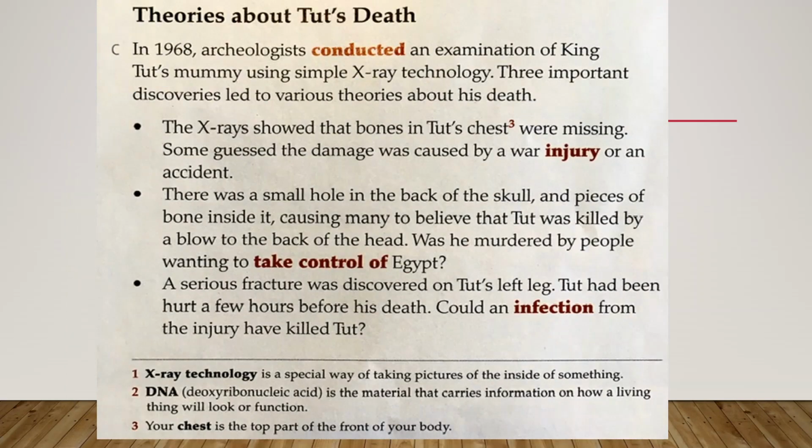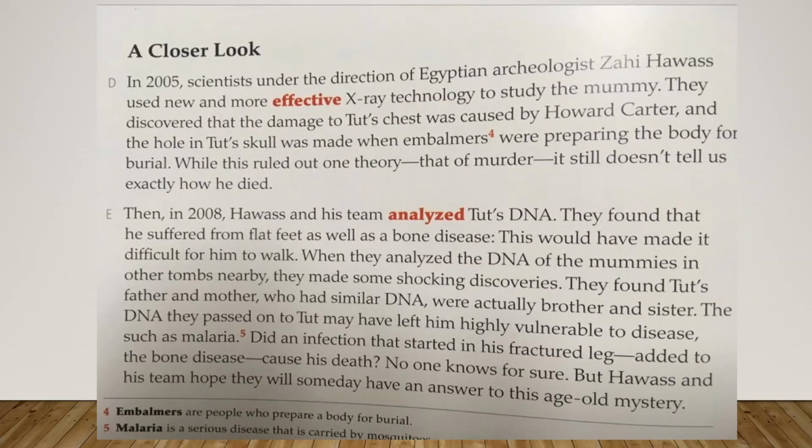Let's look at part C. Can we see any here? Yes, using simple X-ray technology. That is H on the list. And in paragraph D, we have a new and more effective X-ray technology to study the mummy, and that is G on the list. Then in E, Hawass and his team analyzed Tut's DNA. Okay, and that one is A on the list.